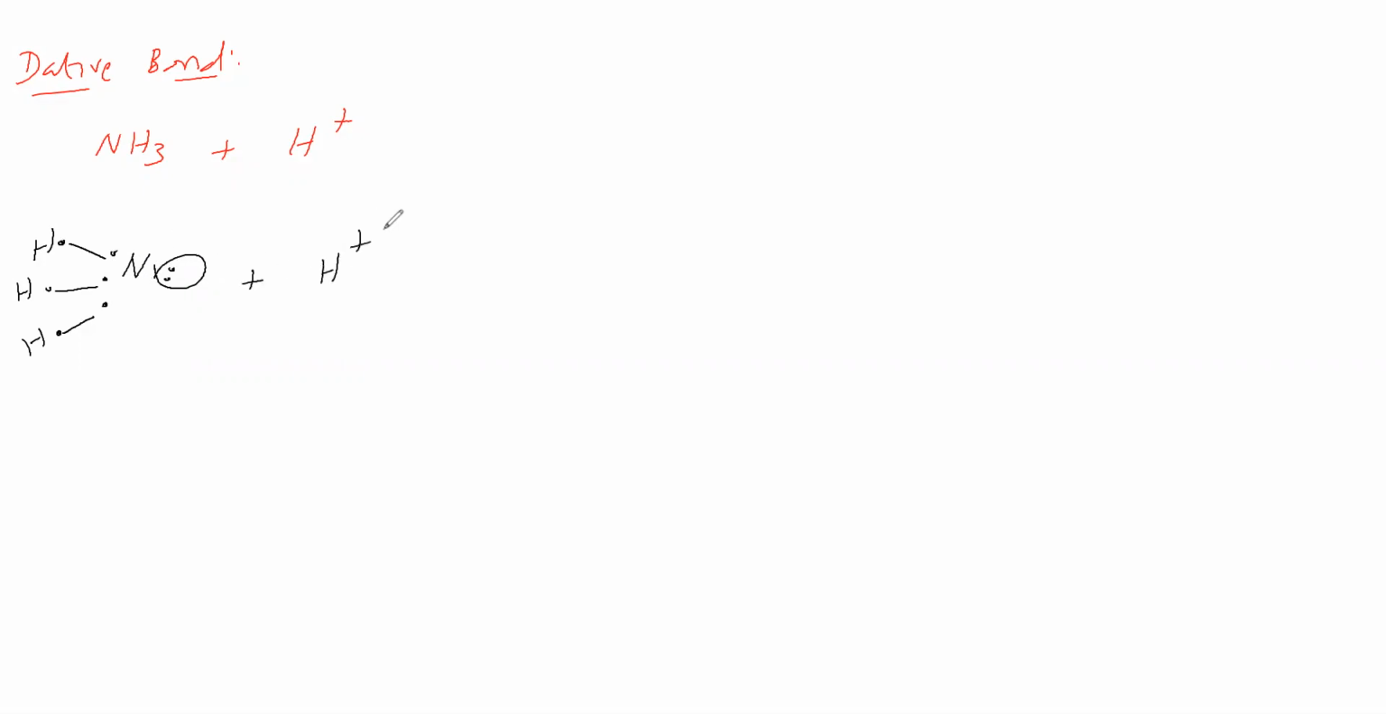Then we are taking H plus. H plus has a 1s0 configuration, which means it has a vacant orbital.